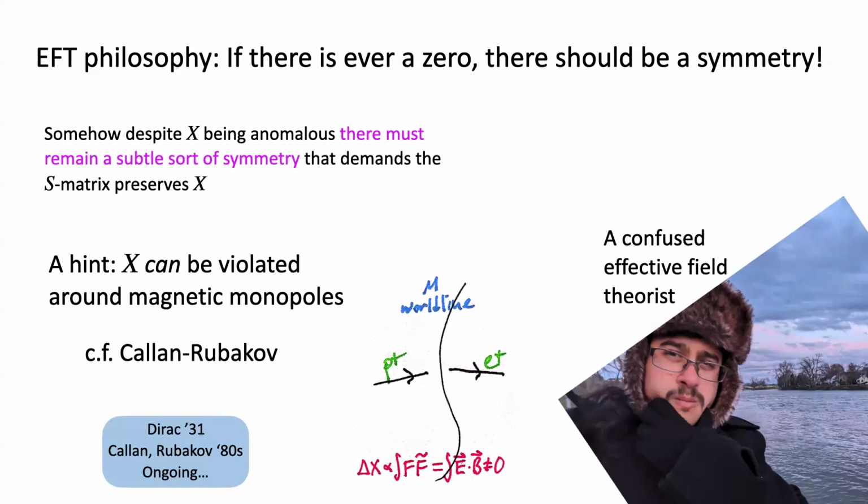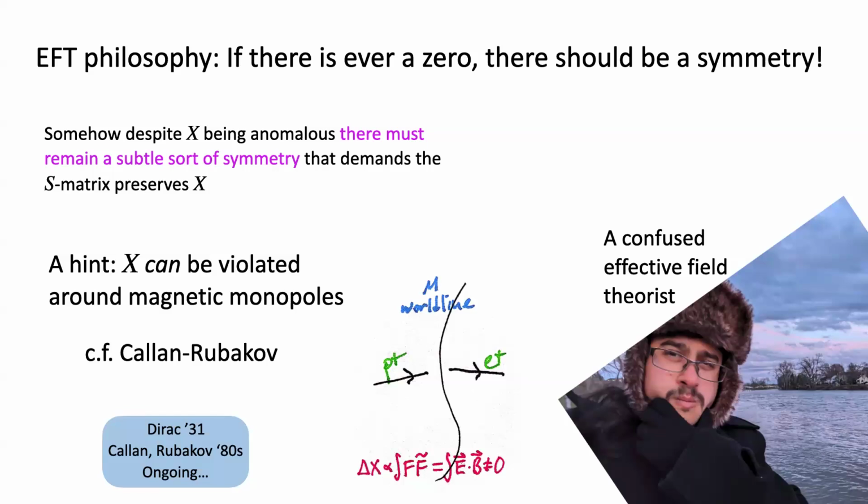And you could have gotten a hint, if these words don't mean anything to you, that's fine, from this partially understood fact, known for a long time, that even in the U(1) theory there is a place where you can find this anomalous symmetry being violated, and that is whenever you have magnetic monopoles around.